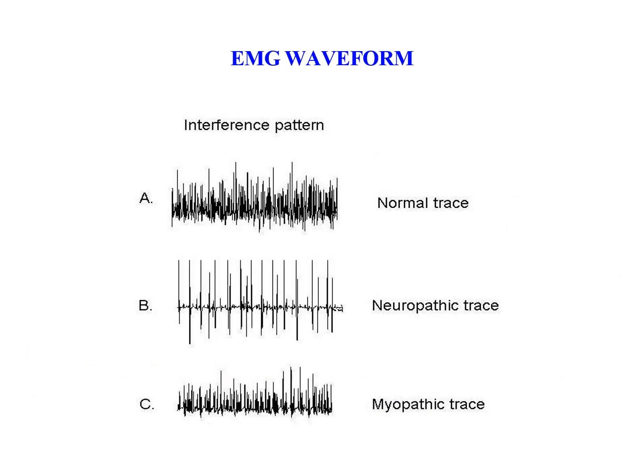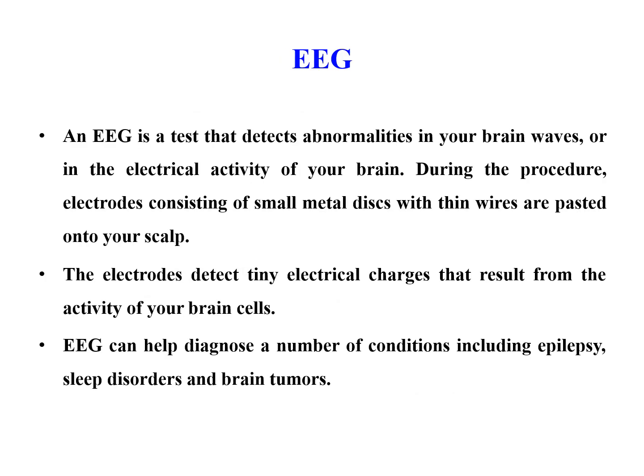Next, the EMG waveform, the interference pattern. First, interference patterns are available. The first diagram is the EMG normal trace. The second diagram shows the neuropathic trace and the myopathic trace waveforms obtained in EMG recording systems.